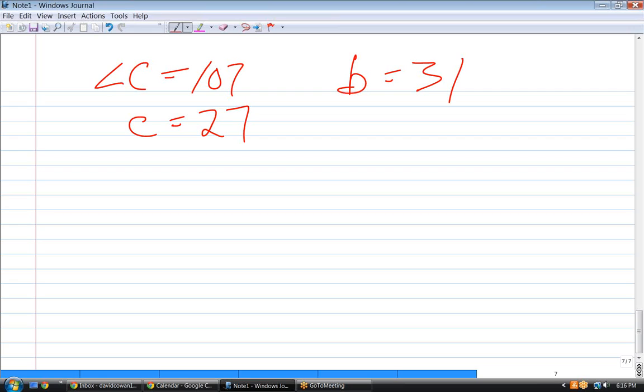Exactly. In other words, we don't even need to go through it. If we tried using the law of sines, we would get the sine of B is greater than 1, because there's no way 27 can be opposite the largest angle in the triangle.